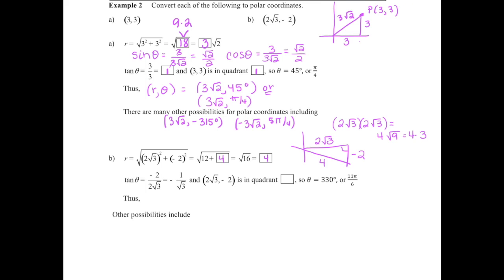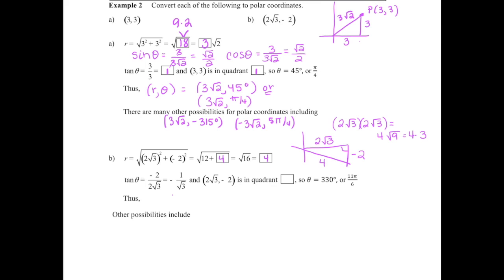Okay. When I look at tangent, we could find sine and cosine, but tangent is really all we need in order to find the theta value. So tangent is our y value over our x value. So negative 2 over 2 square root 3. When we simplify, we end up with negative 1 over square root of 3.